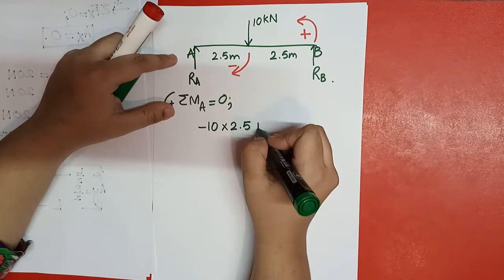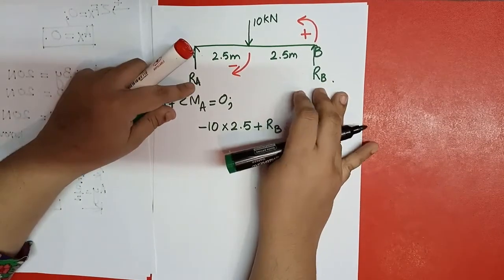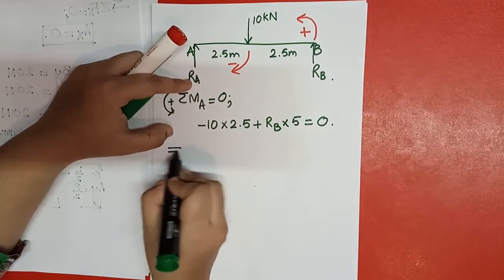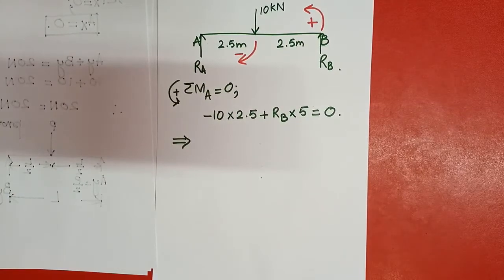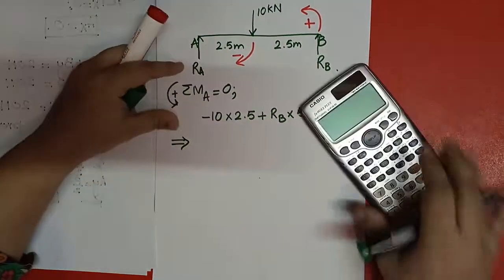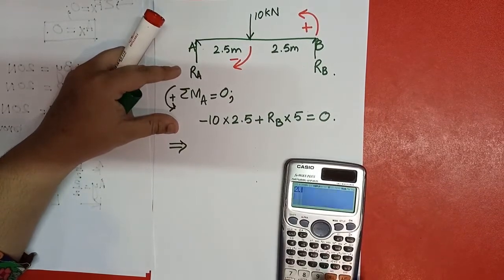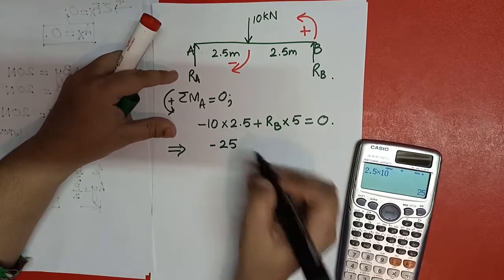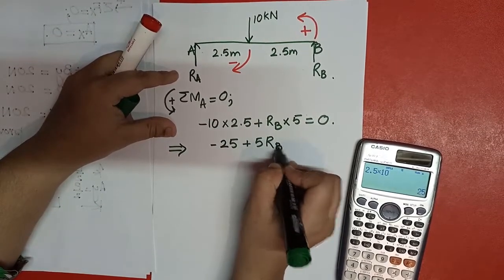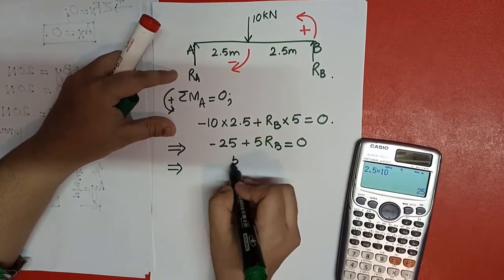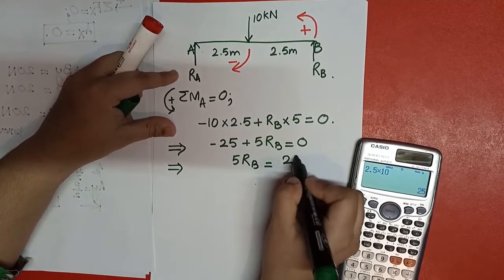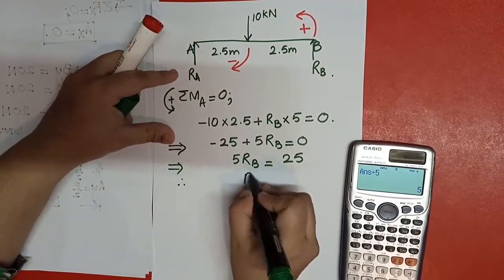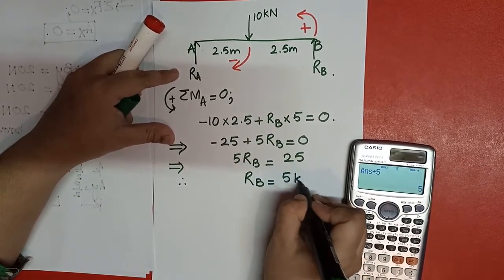Next, plus RB, and the distance between the point A and B is a total of 5 meters, so I write down 5 meter. In this way, what can I calculate? I have to use the calculator here, and 2.5 into 10 comes out to be 25, so minus 25 plus 5 RB. Next, 5 RB is equal to 25, so divided by 5, it comes out to be 5. So RB is equal to 5 kilonewton.